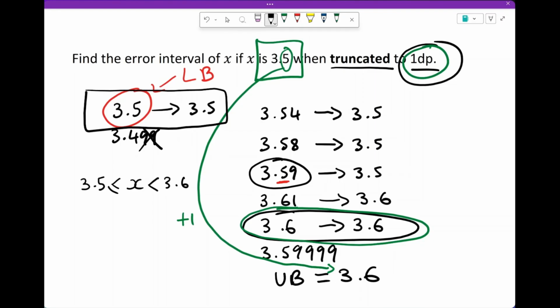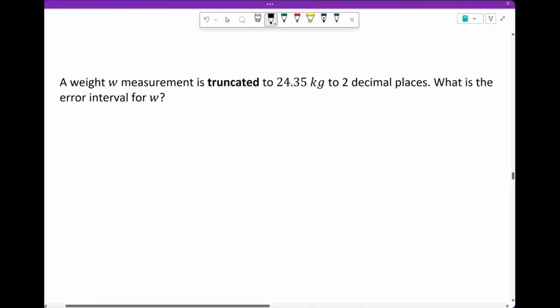And any value between the 3.5 and the 3.6 would truncate to 3.5 when truncated to 1 decimal place. So that's my final answer. Let's look at another one where we're going to try and get the answer a little bit quicker. So here's our question. A weight W measurement is truncated to 24.35 kilograms to 2 decimal places. That's my degree of accuracy. What is the error interval for W?